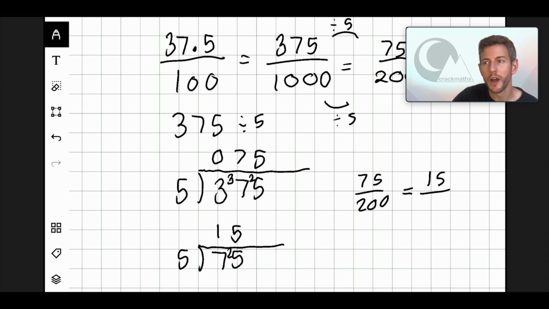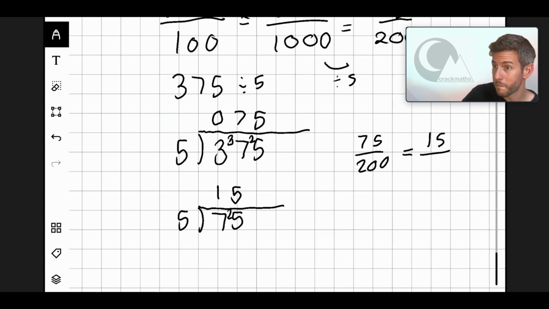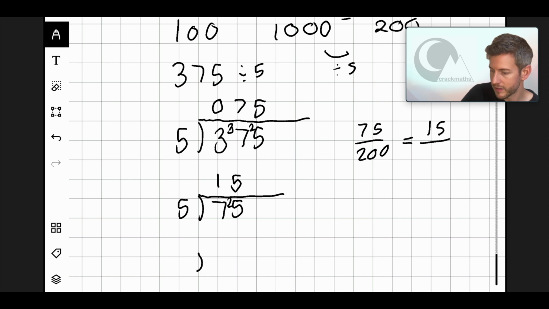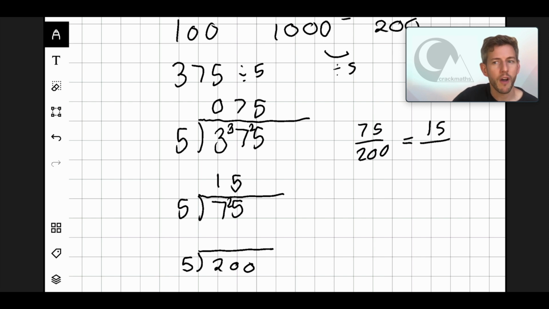Right, we need 200 divided by 5. So let's have a look at 200 divided by 5. 5s into 2 don't go, but we have the remainder of 2, so we put that up there. 5s into 20 go in 4 times, with a remainder of nothing. 5s into 0 don't go. So here we go, we've now got 15 over 40.